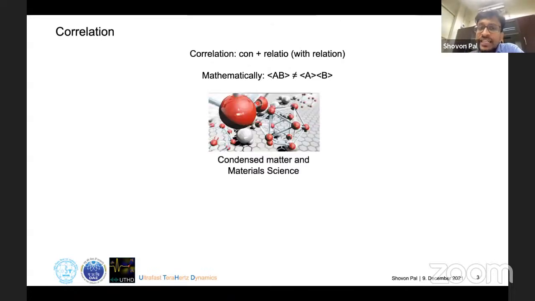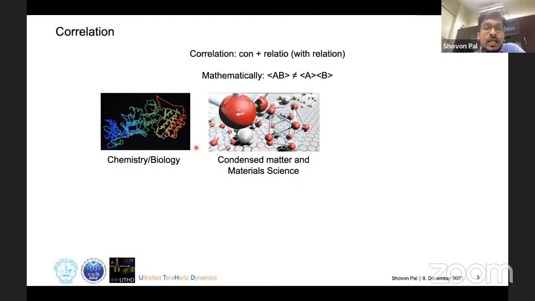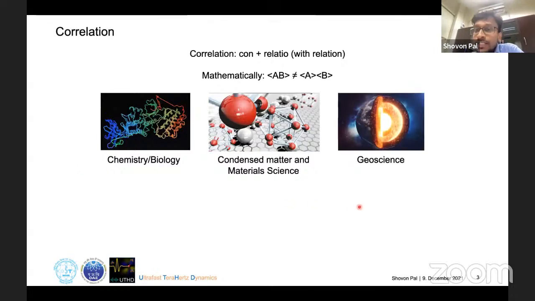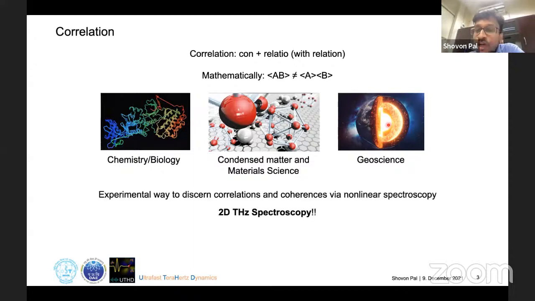Now, it's not just in condensed matter science. Condensed matter and materials science host a lot of compounds, but it's not limited to those. We do have a lot of correlated systems on the other side of the scientific world, in chemistry and biology, and onto the other side, geoscience. The very core of the entire planet is basically a very strongly correlated system, and so understanding correlation is in fact one of the prime topics in modern research today in condensed matter, and not just condensed matter, in the entire scientific community.